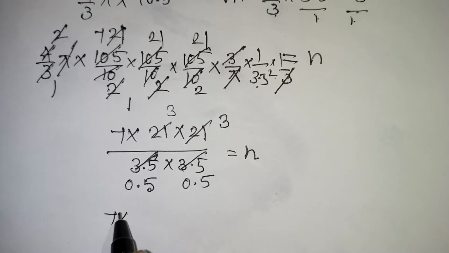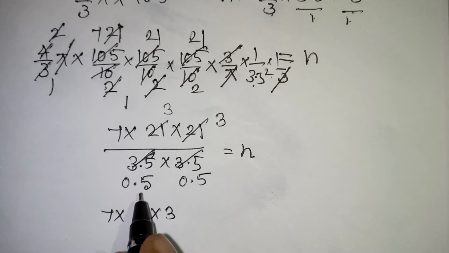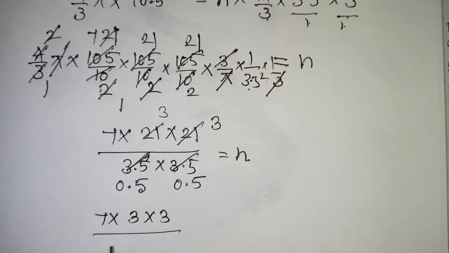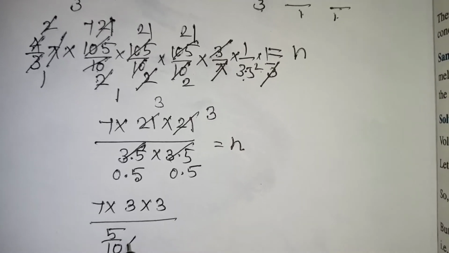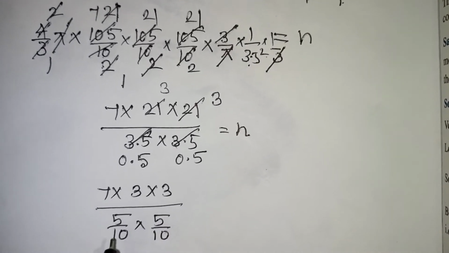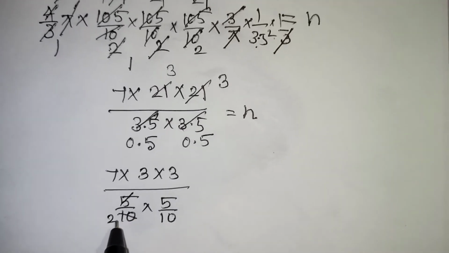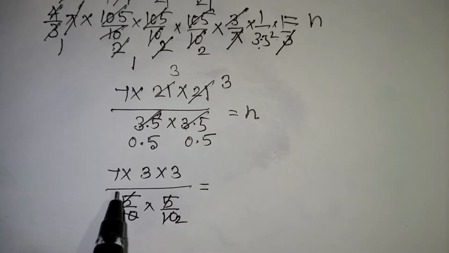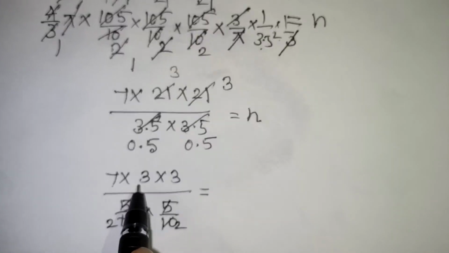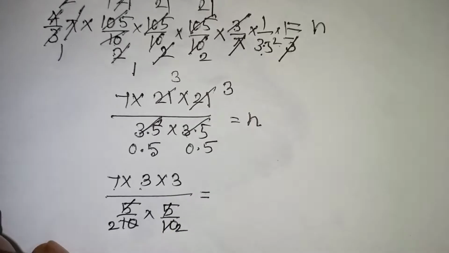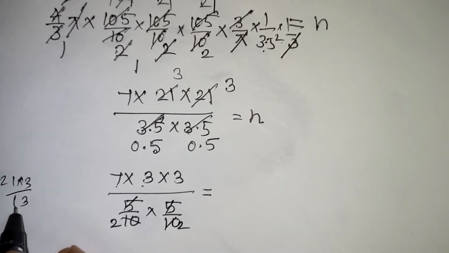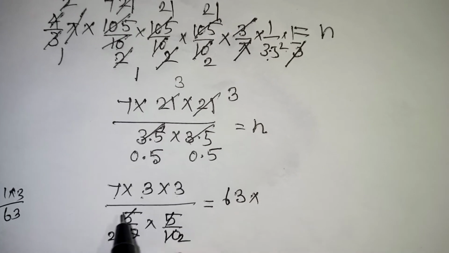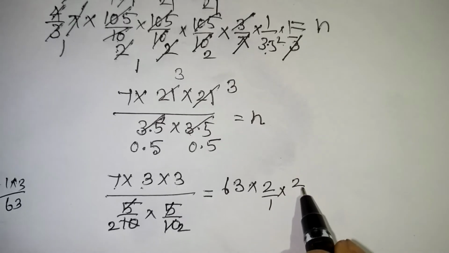So the numerator is 7 into 3 into 3, divided by 0.5, which is actually 5 by 10, you think over it, that will be easy for us to calculate. This is 5 by 10, and this is also 5 by 10. Now we can cancel: 5 and 10 give 1 by 2, 1 by 2. If you bring 1 by 2 to the numerator, it will be 2 by 1. Here we already have 7 threes are 21, 21 threes are 63, multiplied by 2 by 1 and 2 by 1.